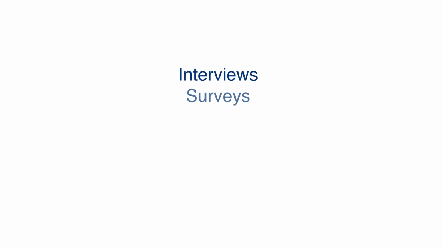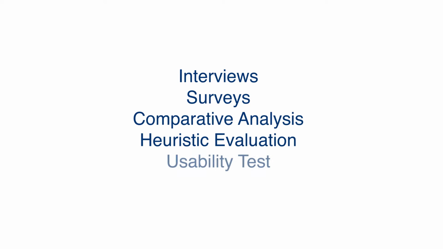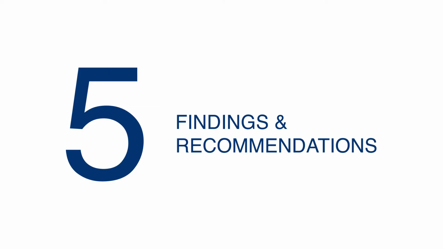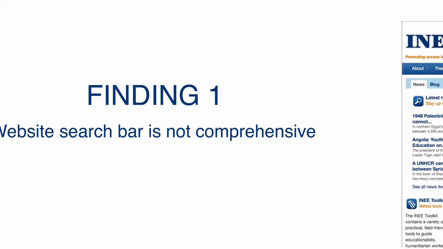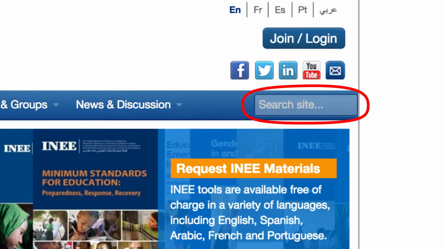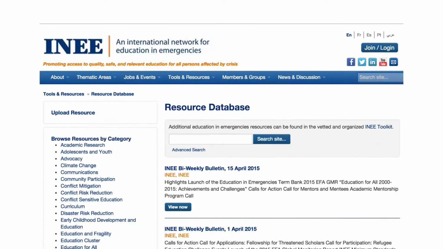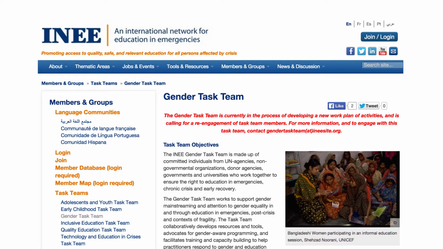From our interviews, surveys, comparative analysis, heuristic evaluations, and usability tests, we arrived at 5 key findings and recommendations. The most important finding that seemed to be a recurring problem is that the website search bar is not comprehensive. We found that the search results from the main bar do not include certain pages from the website, including resources, content from the discussion forums, and certain subpages that can only be accessed through the navigation menu.